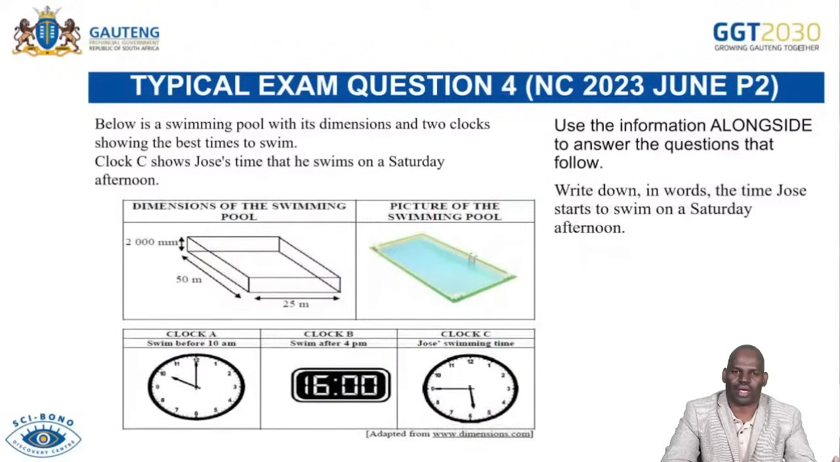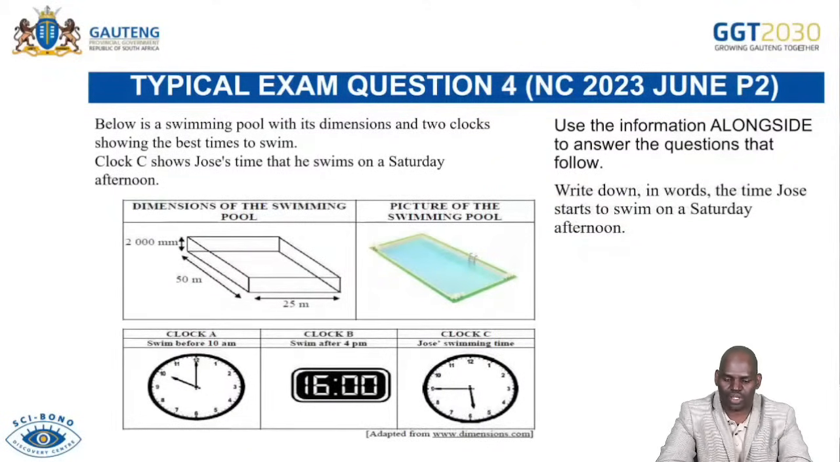Look at this question again. It was also taken from question 1. As I said, question 1 will consist of the easiest questions. Write down in words the time Joe starts to swim on a Saturday afternoon. Okay, so if you look at this, you see clock C, Joe's swimming time.